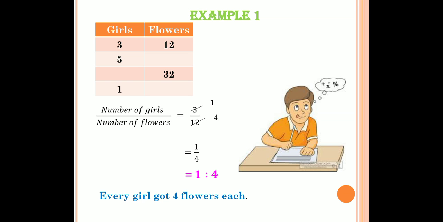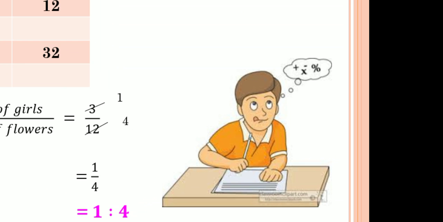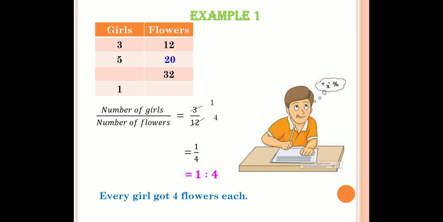Second example, girls are given but the number of flowers we have to find out. Now when each child gets 4 flowers and there are 5 children, what will you do to find out more? You will multiply. So 5 into 4 is 20. Okay, so 5 into 4. That means per child is getting 4 flowers. So that is why we have multiplied 5 into 4.